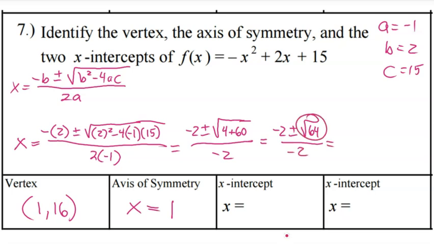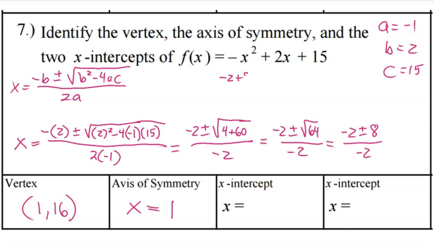And the square root of 64 is 8. So it's negative 2 plus or minus 8 over negative 2. So one of our answers is going to be negative 2 plus 8 over negative 2. So let's do that up here.